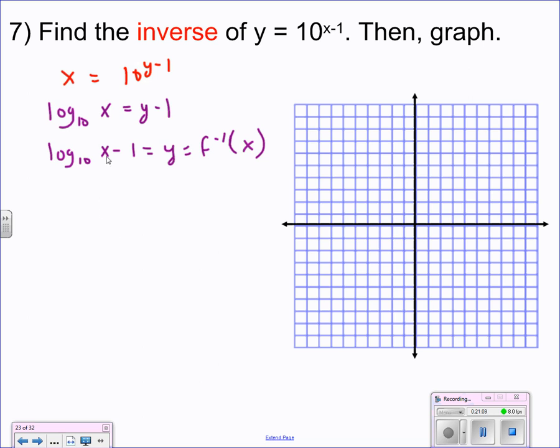So now that you know your base and how it's shifting, I want you to graph it by itself. I've helped you out far enough. And then state its domain and range.